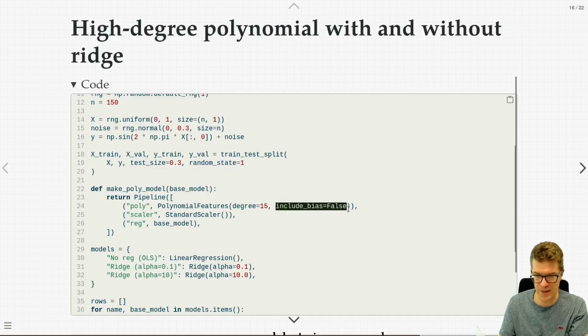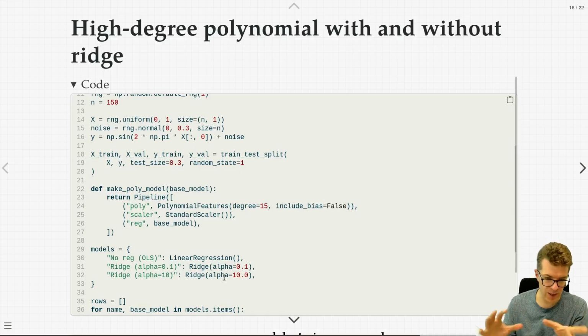There's no bias, so you're not going to have a parameter that's not multiplied by some piece of input. There's a scaler, because we realized just a moment ago in the first example how important scaling is, so we're always going to do scaling. And then it's the base model. So our models are going to be linear regression, ridge with alpha set to 0.1, or lambda set to 0.1, and ridge regression with alpha or lambda set to 10.